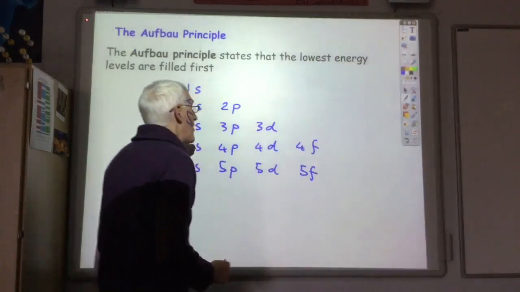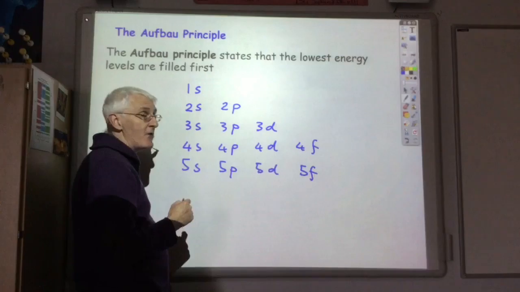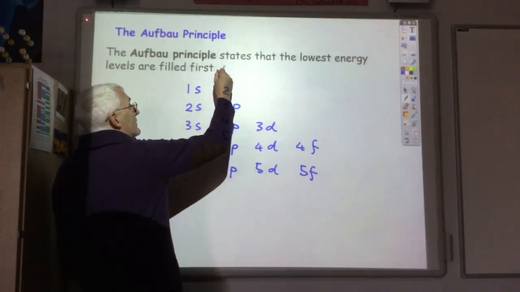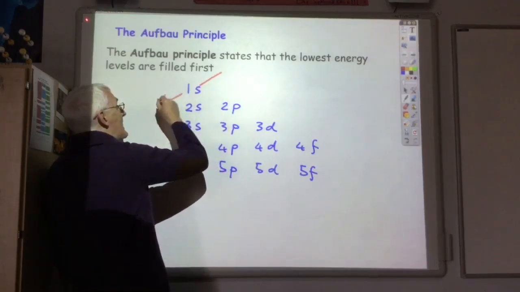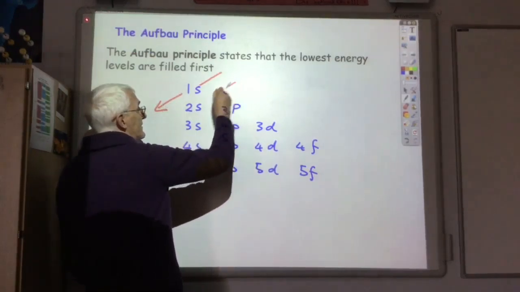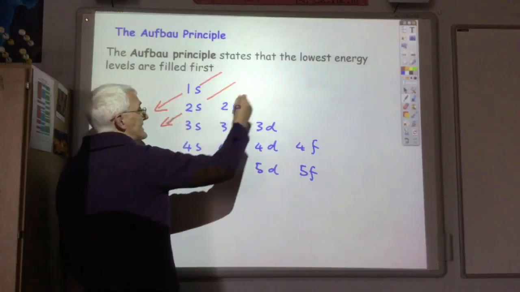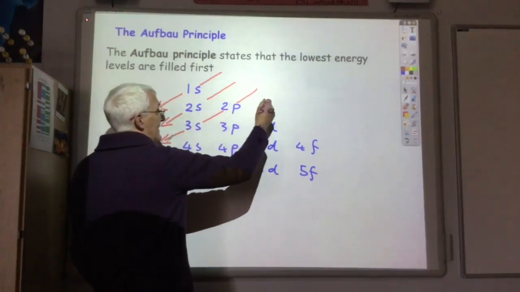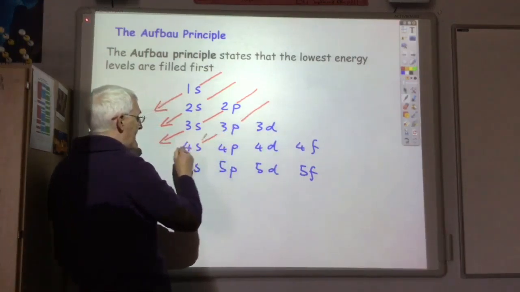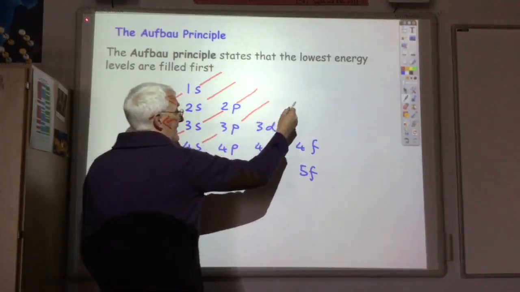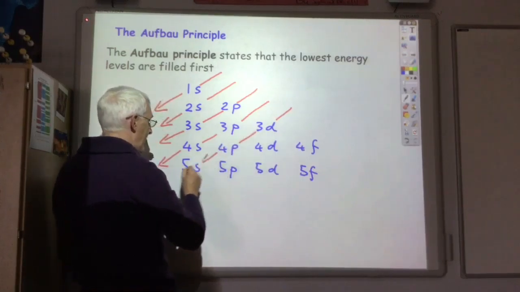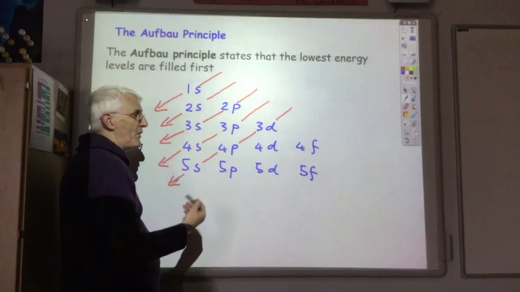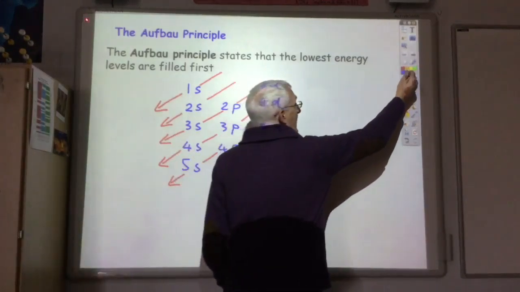Now, the order in which they are filled goes like this. If we draw diagonal lines, we get the 1s orbital filled first, then the 2s, then the 2p, then the 3s, then the 3p, then the 4s, then the 3d, 4p, 5s, etc. It would be unusual for you to have to go beyond the 5s orbital.